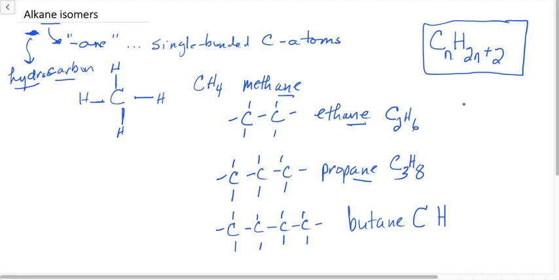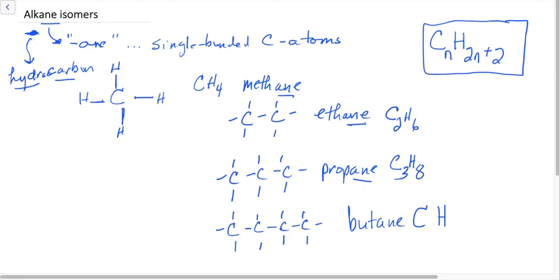ratio, it holds true for all of our alkane molecules, all of our alkane hydrocarbon molecules that are straight chain isomers. So an isomer meaning that you've got multiple molecules that have the same chemical compound formula but might be structured differently. So that's where we're going here with this.